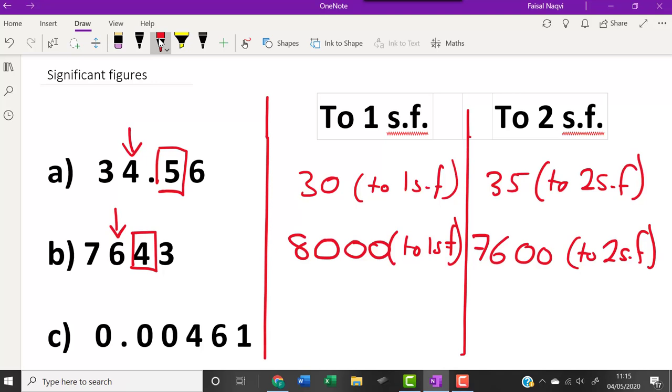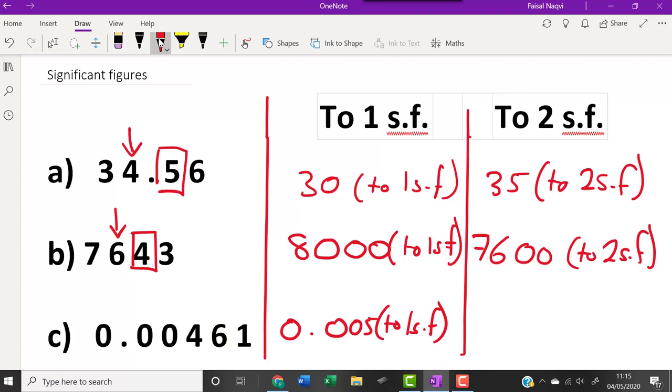In the last example, the 4 is my first significant figure. The 6 is my deciding number. The 6 tells me to round the 4 up, so that becomes 0.005 to one significant figure.